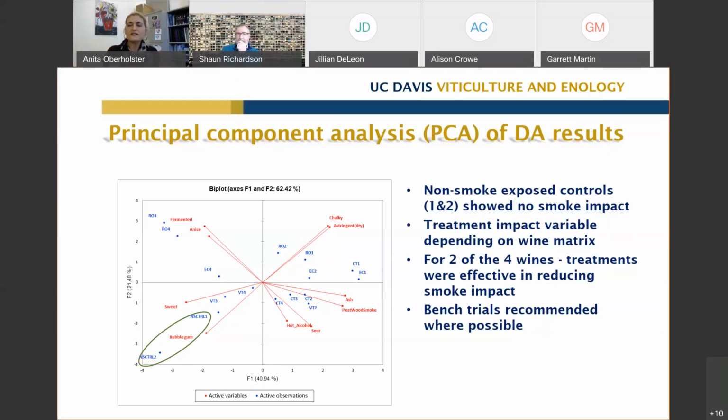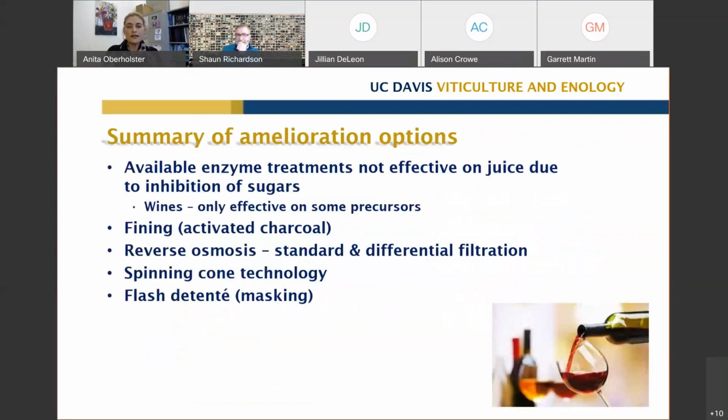The matrix has a huge influence on the success of anything that you try in this focus area. So to summarize, there is really not a solution. There are things that work, that help. There are things that we know will remove the free and the total, or the bound. It will remove way more free than bound, always.